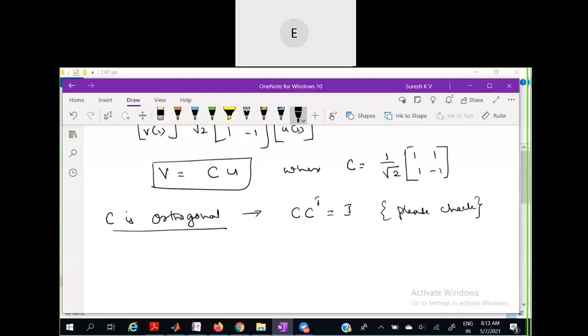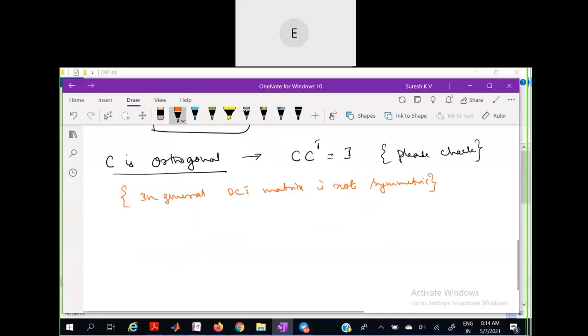Can we say C is symmetric? Here it looks like it is symmetric, but in general, the discrete cosine transform will not be symmetric. So let me just write that here. In general, the DCT matrix is not symmetric. That means for other values of n, it will not be symmetric. So I can prove it with the next example. Next example, I'll do only a part of it. The rest I expect you to do.